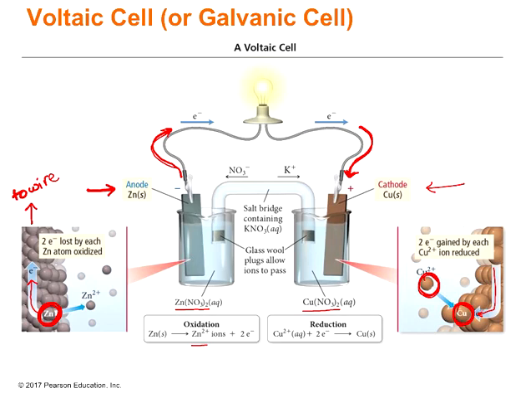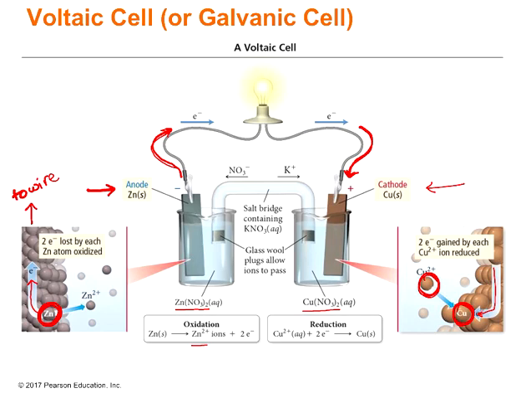Okay, so now you'll also notice a couple of other things. You'll notice that there's a light bulb set up along this wire. And remember, if we have a movement of electrons, we generate a current. And that current can produce electricity that will power the light bulb.